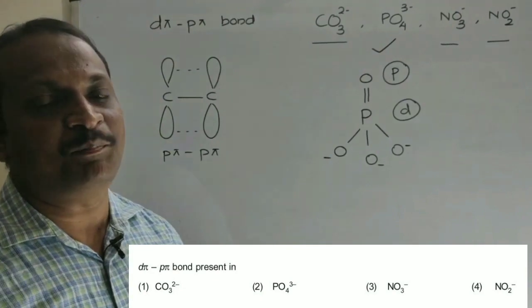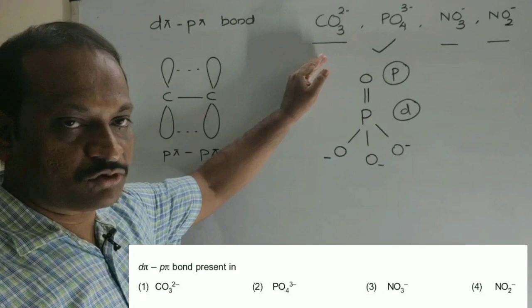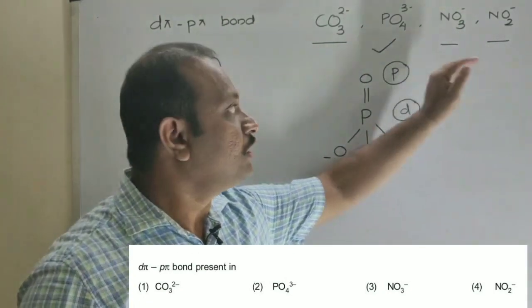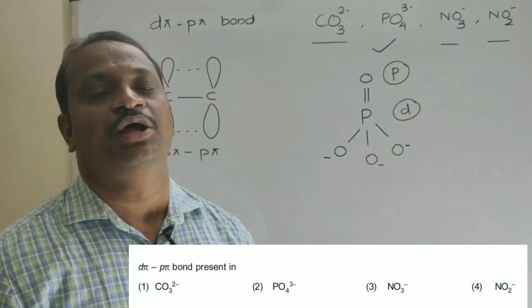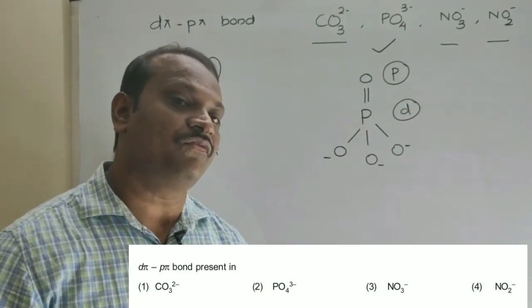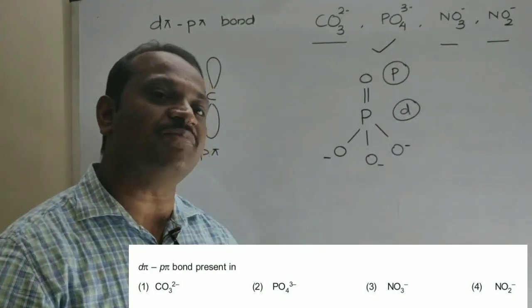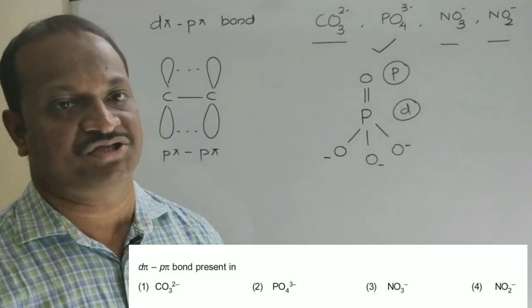So the p pi d pi orbital overlap is not in the first option, not in the third option, not in the fourth option, but in the second one, where we have phosphorus involved. Phosphorus is an example of an element present in the third period. If any element comes from the third period, then there is a chance of p pi d pi formation.